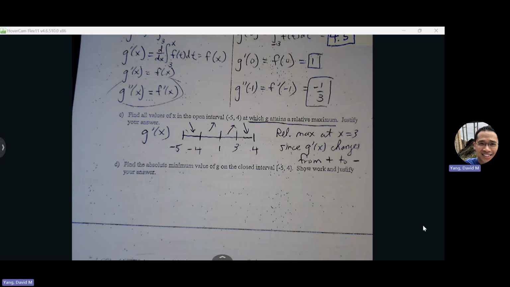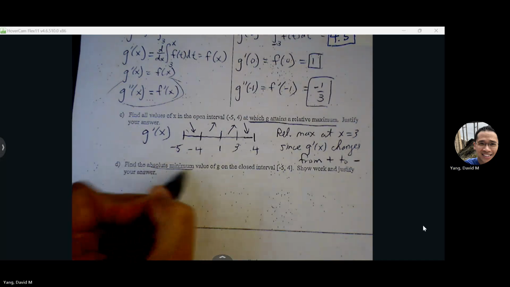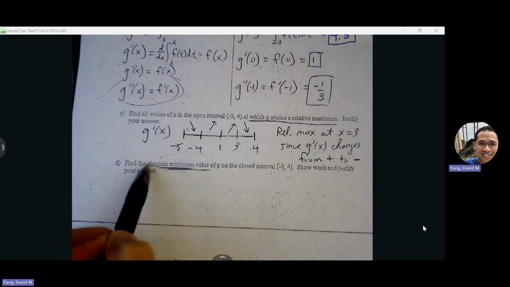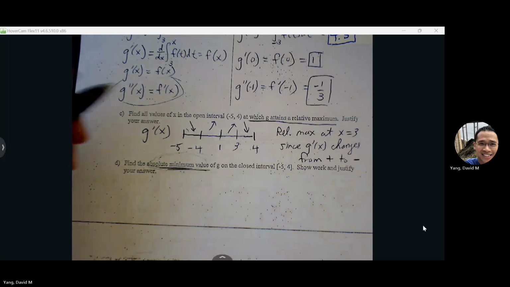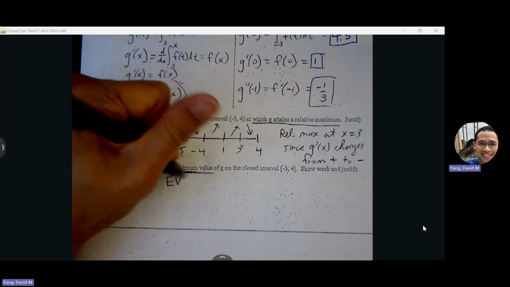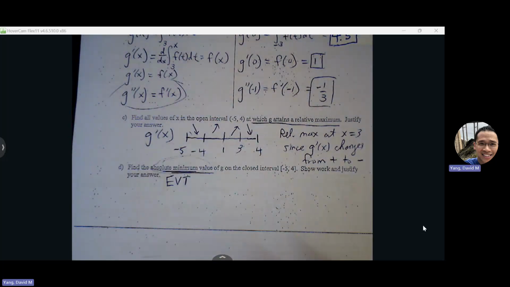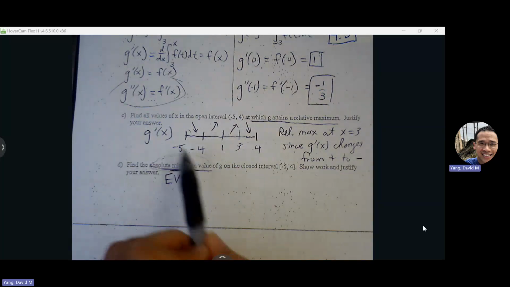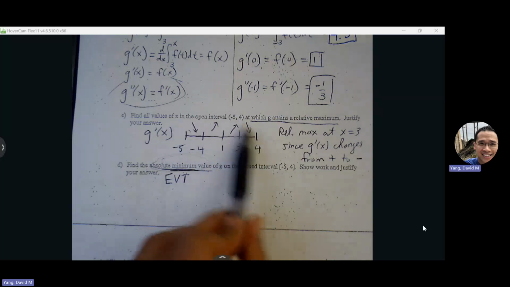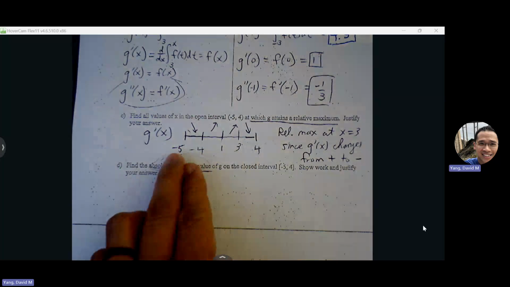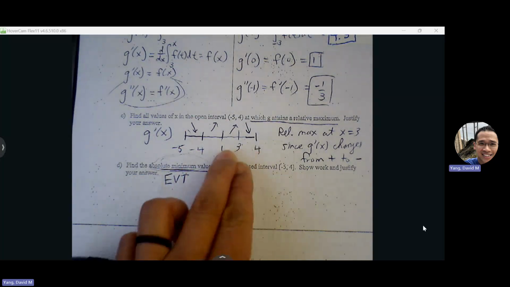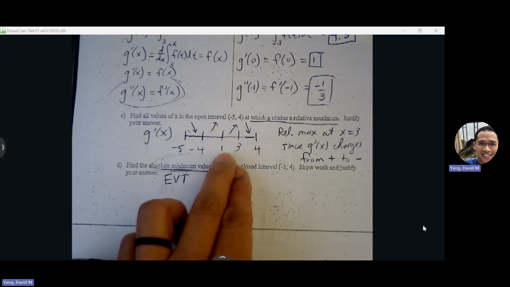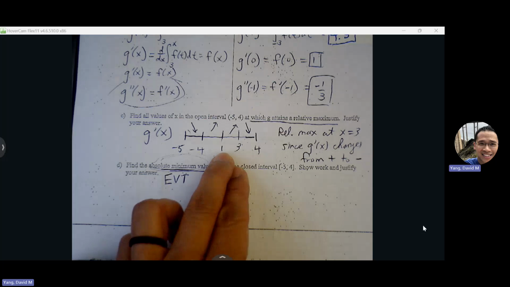Okay, part D. Find the absolute minimum value. So absolute minimum value, what does that remind you of? What theorem is that? Yeah, EVT, right? So EVT means we're going to be picking out endpoints and critical points, or endpoints and max and min. So we can pull all that data from G prime. So we're going to be testing -5, -4, 3, and 4. There's no need to test 1 because 1 is neither a max nor min.